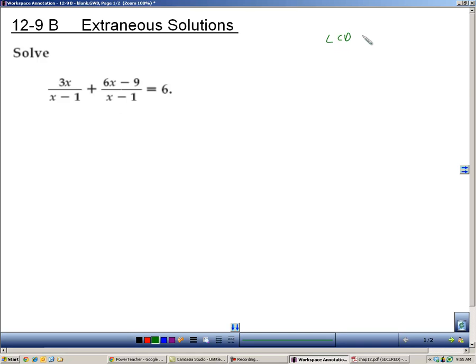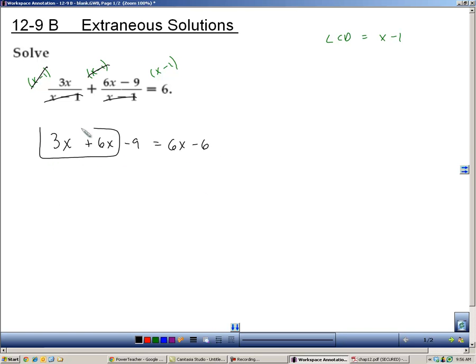Start here by looking for the LCD of all the fractions here. Looks like x minus 1. So we take that x minus 1 and we multiply it by every term. Remember, our purpose is to get rid of all fractions. So here we'll cancel, leaving a 3x. Cancel x minus 1, leaving a 6x minus 9. And here we're multiplying, so I'm going to distribute the 6x minus 6. Like terms on the same side, so 9x minus 9 equals 6x minus 6.